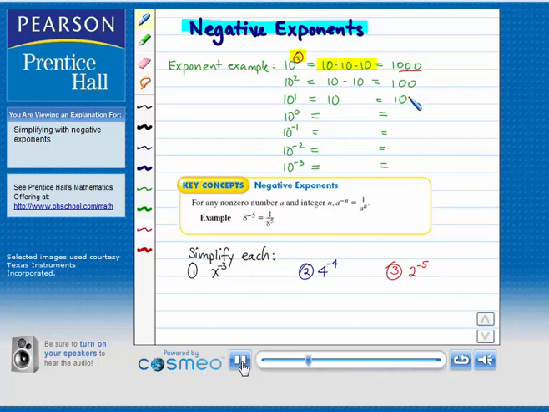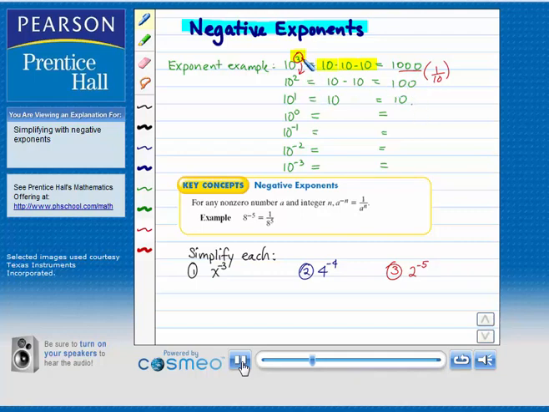Right? Notice what happens every time the exponent decreases by 1. The number decreases by a factor of 1/10. So in other words, 1/10 times 1,000 is equal to 100. 1/10 times 100 is equal to 10.